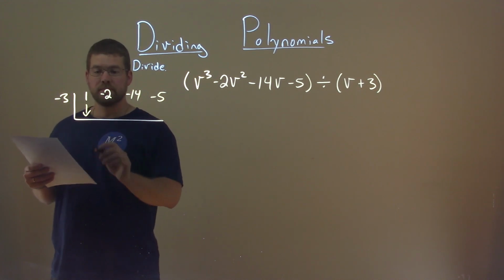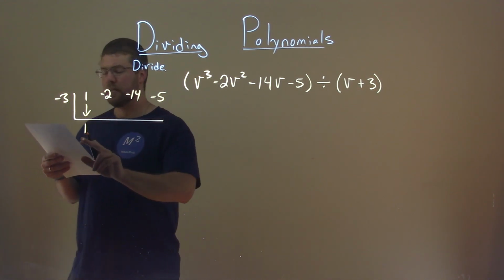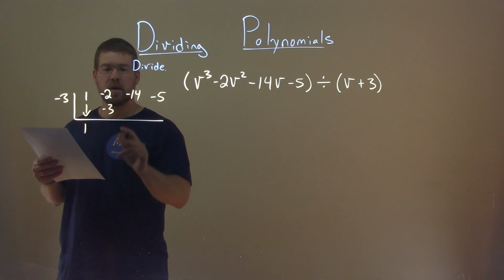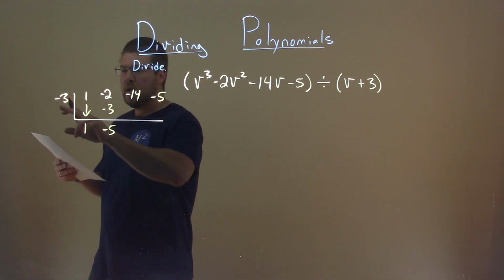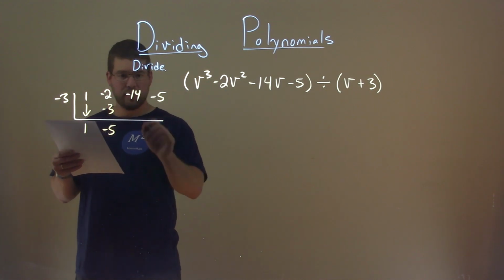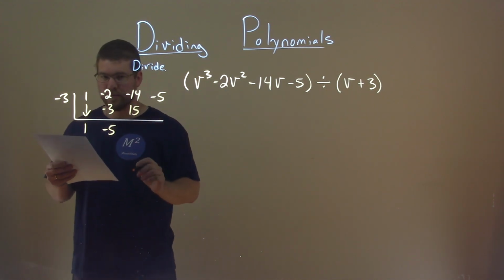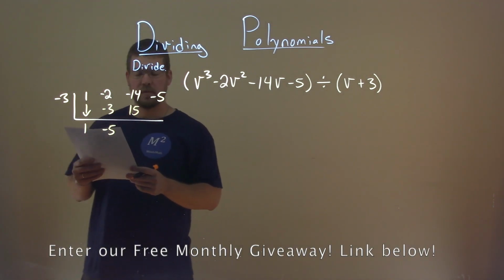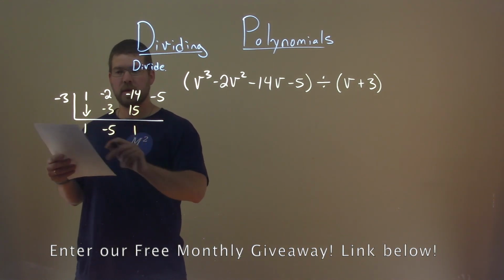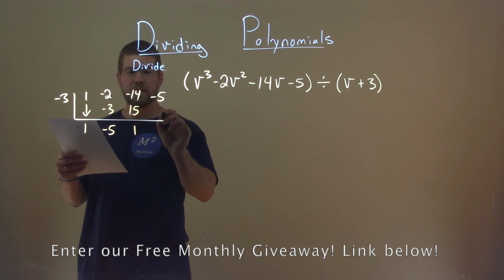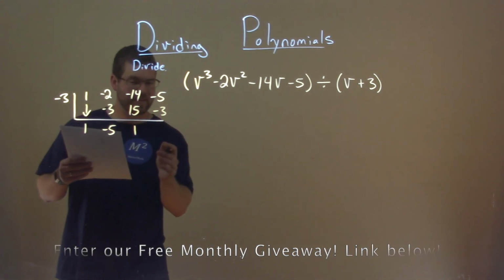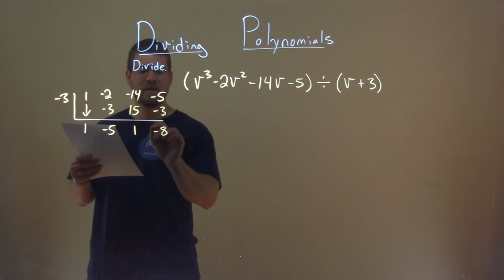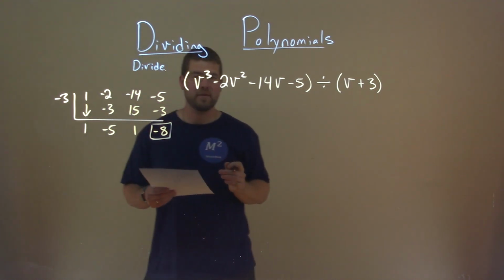Bring down the 1. Negative 3 times 1, negative 3. Negative 2 plus a negative 3, negative 5. Negative 3 times a negative 5 is a positive 15. Negative 14 plus 15, positive 1. Negative 3 times 1 is a negative 3. And negative 5 plus a negative 3 is a negative 8. And there is our remainder.